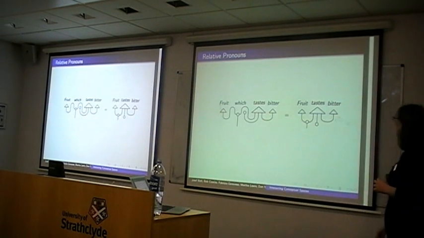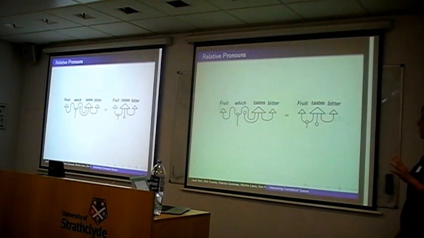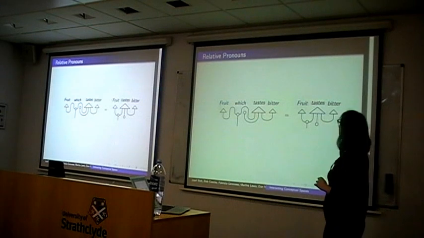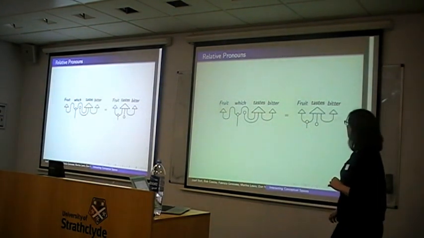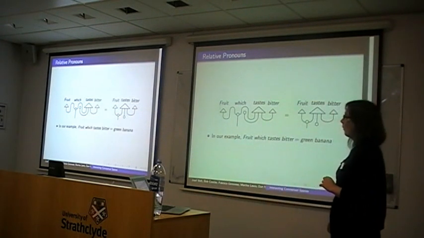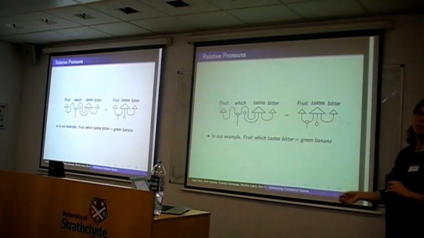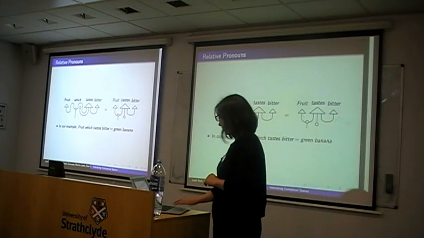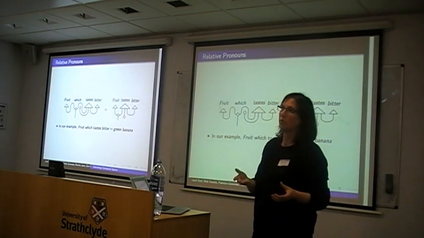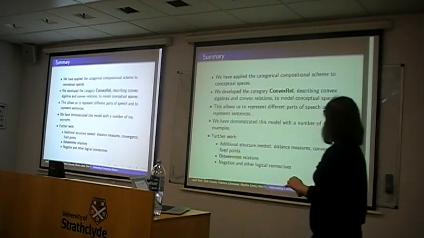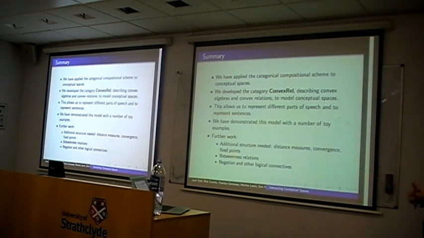So relative pronouns, I think people have talked about this a little bit. This is a drawing of how the fruit which tastes bitter looks in the grammar, and what happens if we do these reductions is that we get fruit that tastes bitter is green banana. So this allows us to do definitions, give meanings to new words even. Okay, so that's all I wanted to introduce to you about it today.